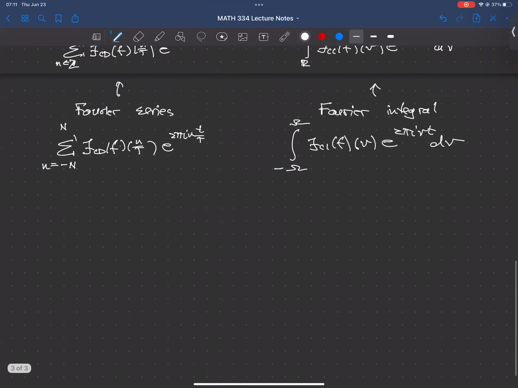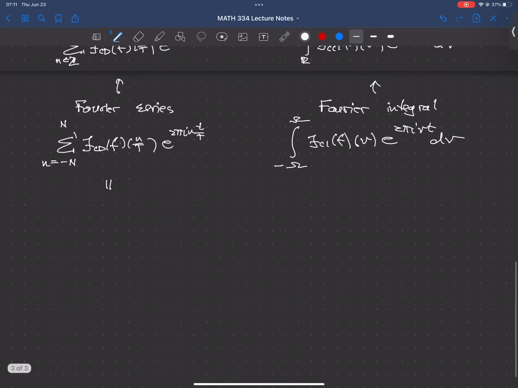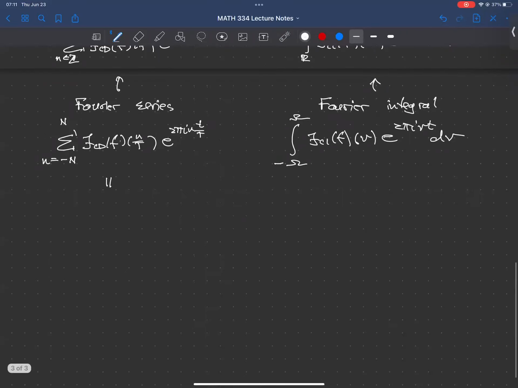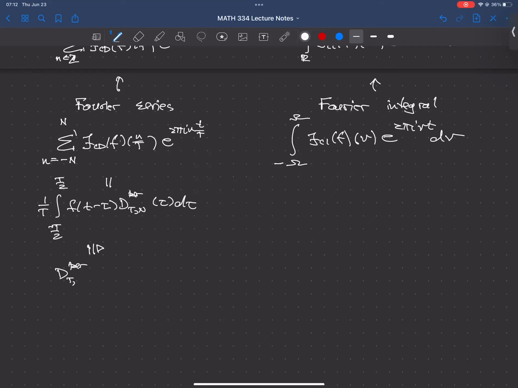All right, and so what we did was I just wrote it down, that there was a formula for this partial sum, and that formula was 1 over T, integral from minus T over 2 to T over 2, f of t minus tau D per T of tau d tau. Based on that formula, I denoted the partial sum here by D per T N f.